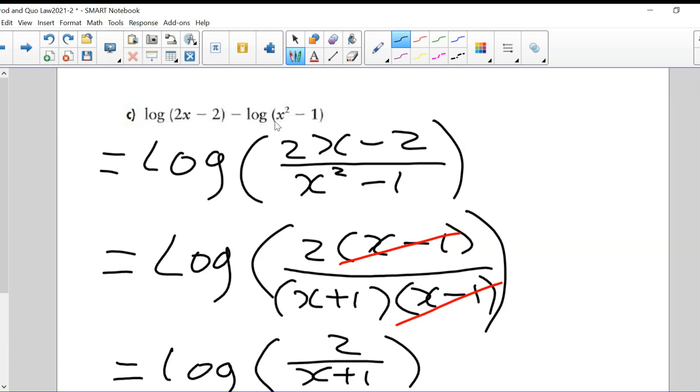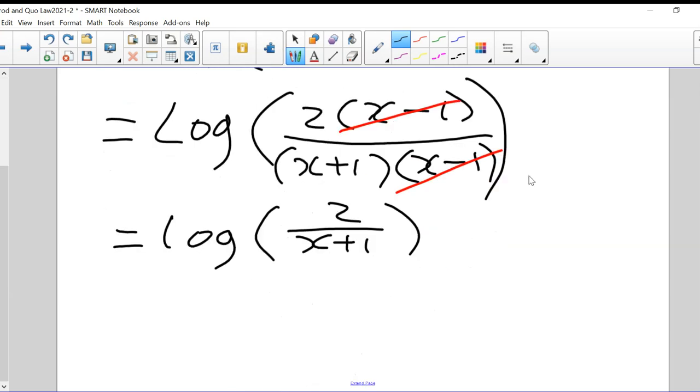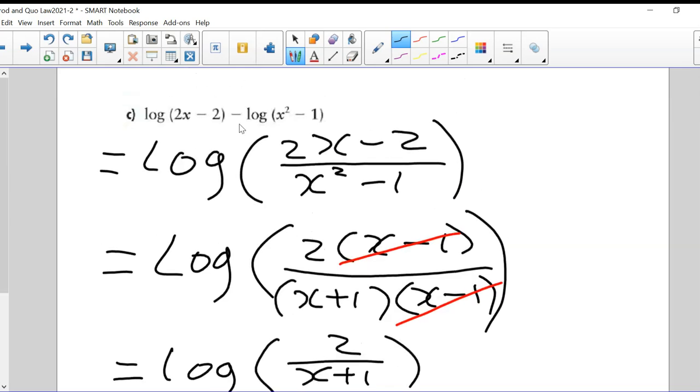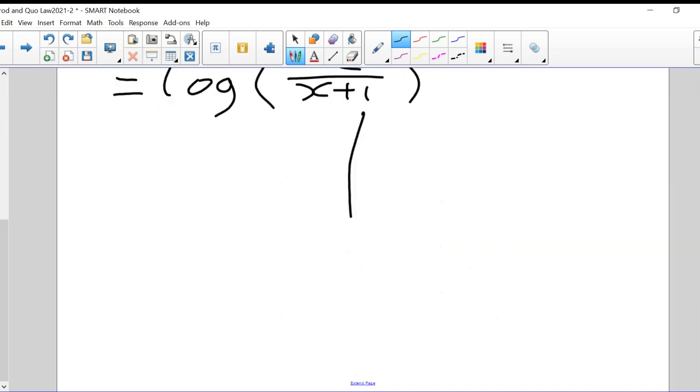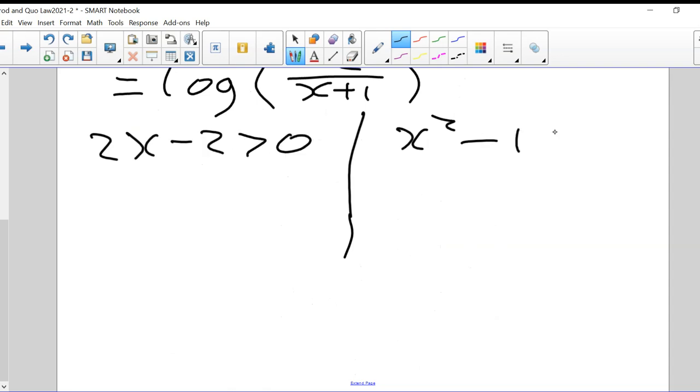In this case, it was the log of x squared minus 1. So here's what we're going to say, and I'll show this to you using a number line in a second. We have to satisfy two conditions, right? This first thing has to be greater than 0, and this second thing also has to be greater than 0. This one is a little bit more work than the others that we've done. So 2x minus 2 must be greater than 0, and x squared minus 1 must also be greater than 0.